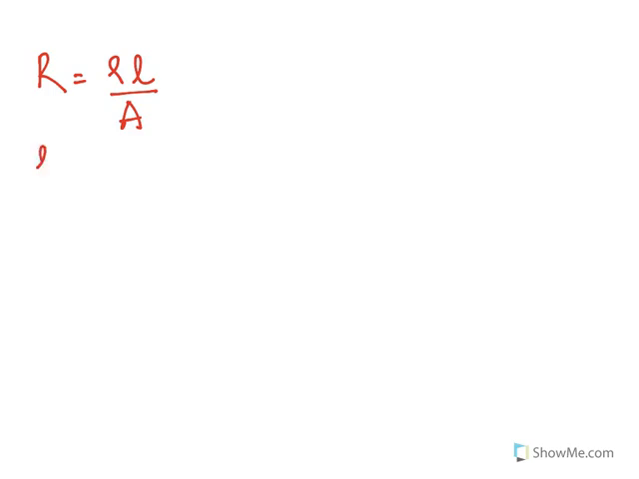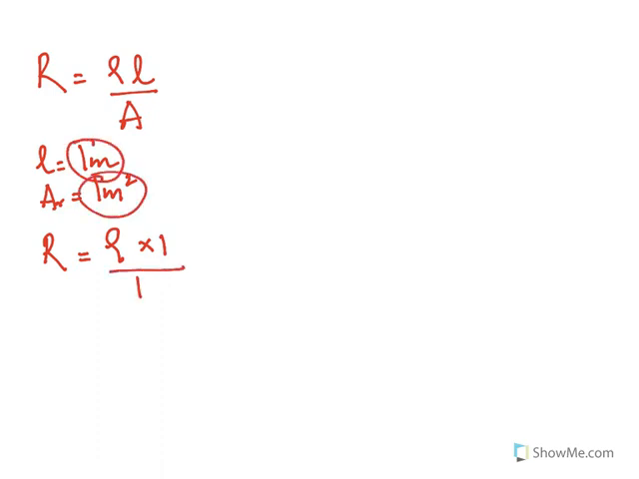Now what would happen if the length became 1 meter and your area of cross section 1 meter square? Remember, this is area, so the unit is meter square, centimeter square. So what would happen to the resistance if length is 1 meter and area of cross section is 1 meter square? We have rho, length is 1 meter here, so we put 1. Area of cross section also is 1, so we put 1. We are substituting in this formula.